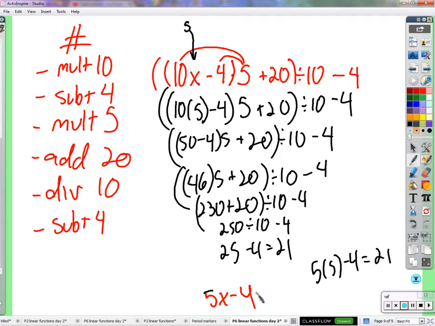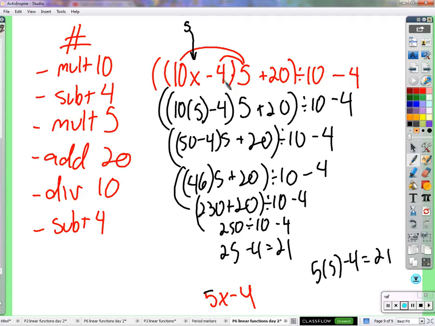Where did 5x minus 4 come from? Can we take more than half a second? Think about where it came from. How did we come up with 5x minus 4? It's kind of like the beginning, 10x minus 4, but it's 5x minus 4. By coincidence, this negative 4 and this negative 4 happen to be the same number, but it's not because of that.